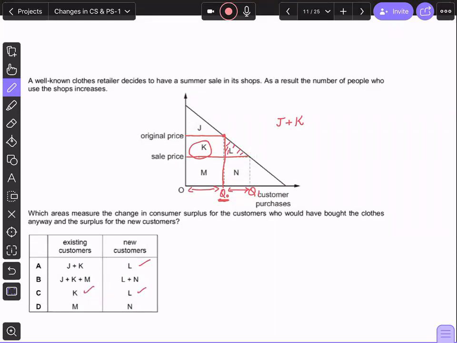It is K. सही है, उनका एरिया K से increase कर गया, इनका एरिया L से increase कर गया. आंसर विल बी C. A नहीं होगा. A कब होता है? जब वो पूछते कि what is the consumer surplus, but they are asking which area measures the change in the consumer surplus.